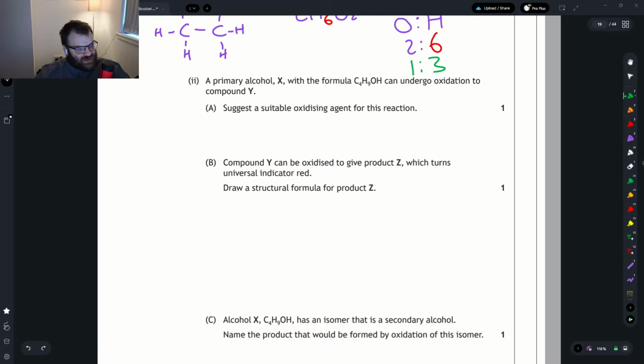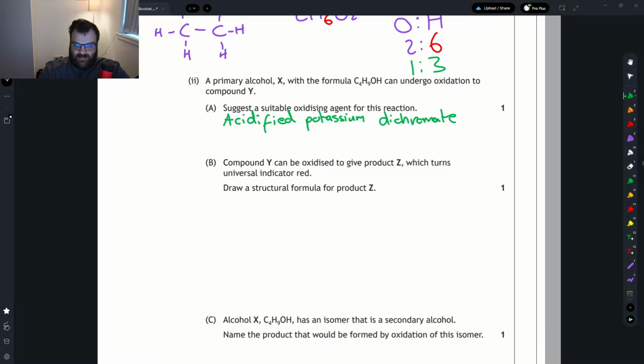Oxidizing agents. There are two main oxidizing agents for alcohols. Those would be acidified potassium dichromate. Now, that's a good one because it also works to tell apart aldehydes and ketones. The other one would be hot copper oxide, but that doesn't work on aldehydes and ketones. So, kind of options for that.